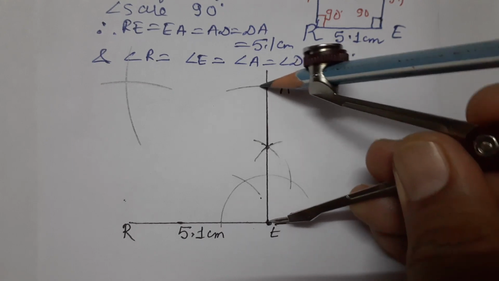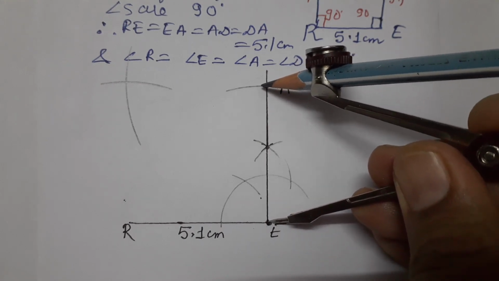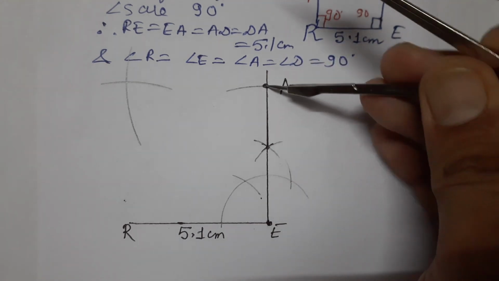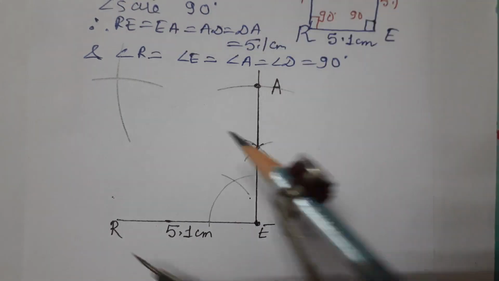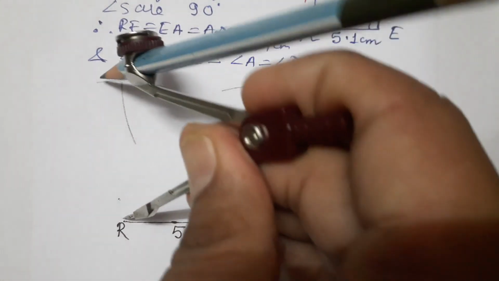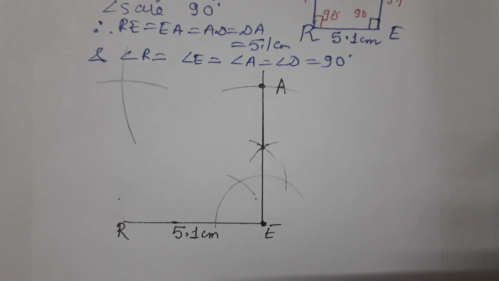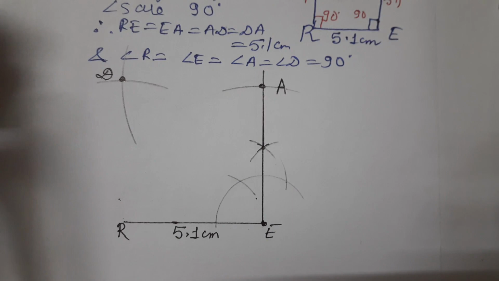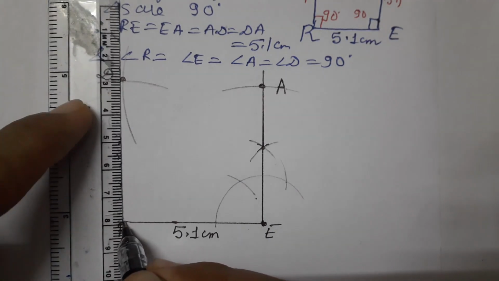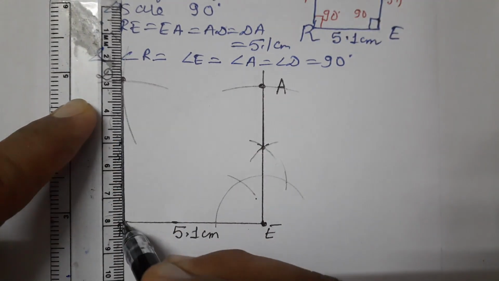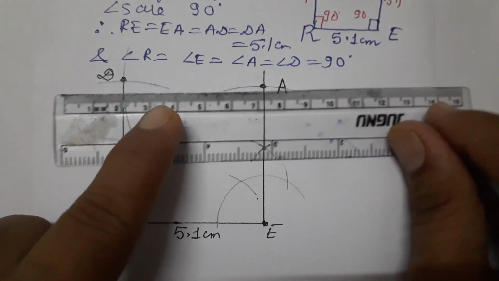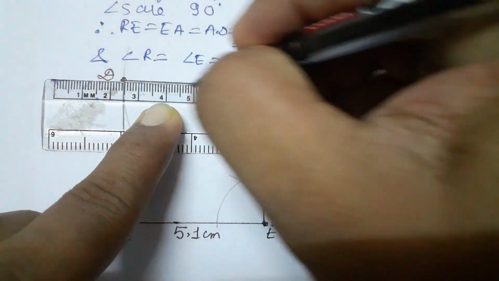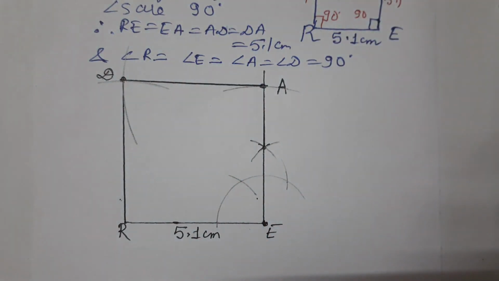Now after this we have made the arc, and it intersects the 90 degree line at this point, point A. From A again we have to take the arc radius 5.1 centimeter, and from R also we have to take the arc radius 5.1. So we will get the next point as D. This is our next point D. Now we only have to join and our square is completed. So join this, and join AD also. So in this way, see, this square is completed.